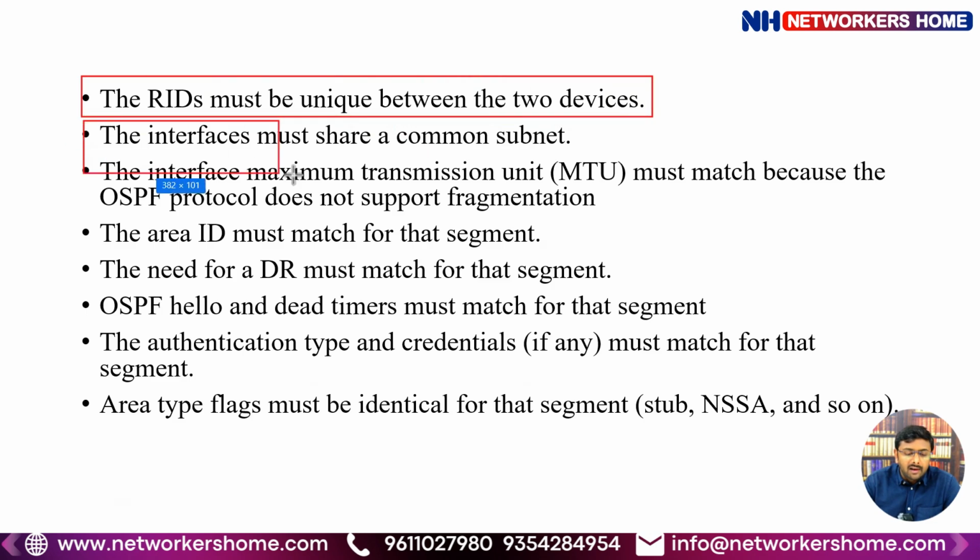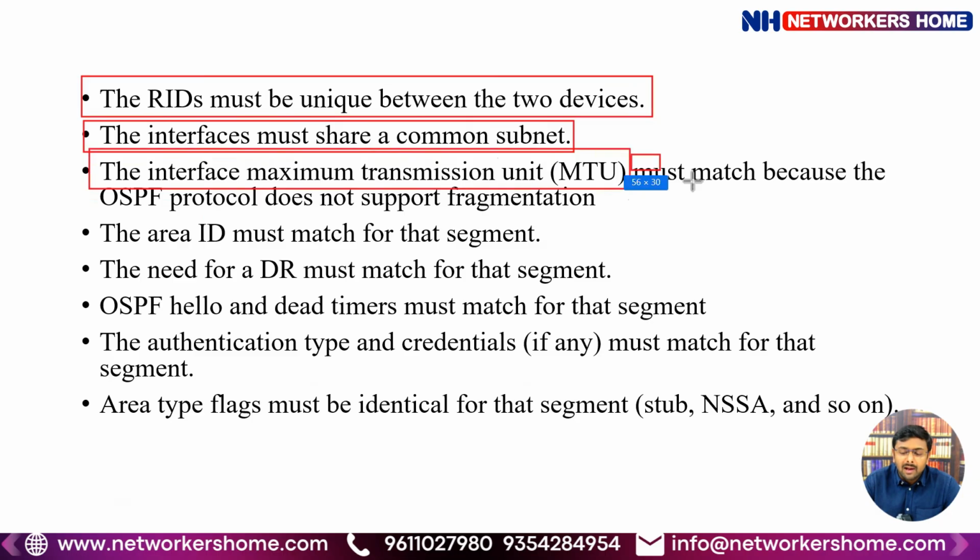Then it says that the interfaces must share a common subnet. It means that if we have two directly connected routers, they should have a common subnet. If they do not belong to a common subnet, then they will not form the neighborship. Apart from that, the interface maximum transmission unit, that is MTU, must match, because the OSPF protocol does not support fragmentation. So if MTU is not matching, then what will happen? Neighborship will not be formed.